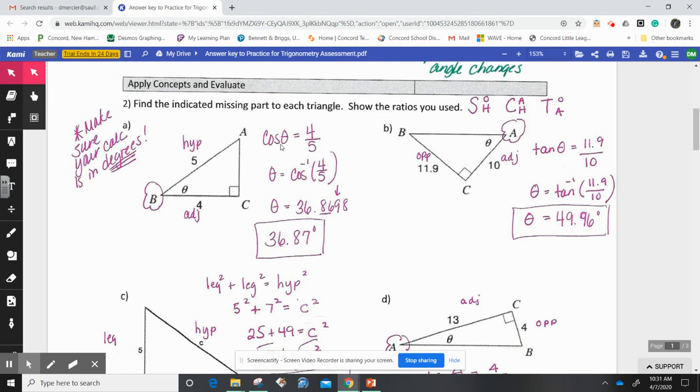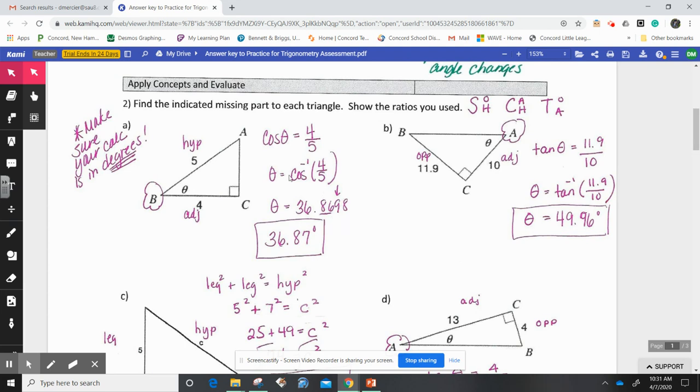Now, to solve for this, you need to multiply both sides by its inverse. So you're going to take out your Desmos, right? We're going to Desmos. We're going to do inverse cosine of 4 over 5, and you're going to get 36.87 degrees or 37 degrees.